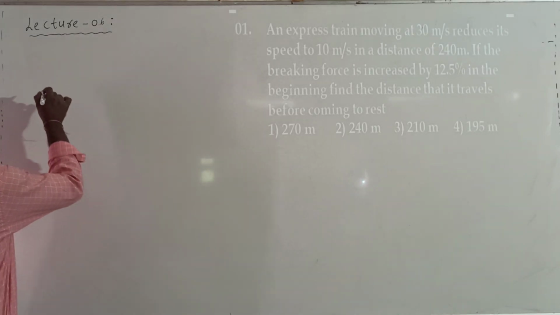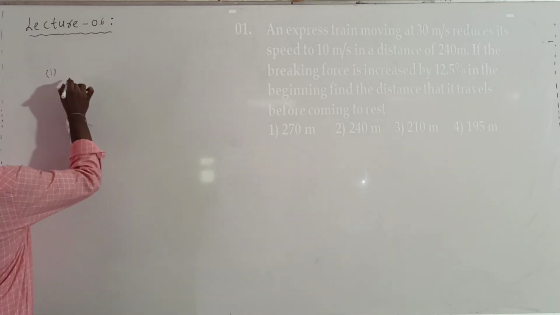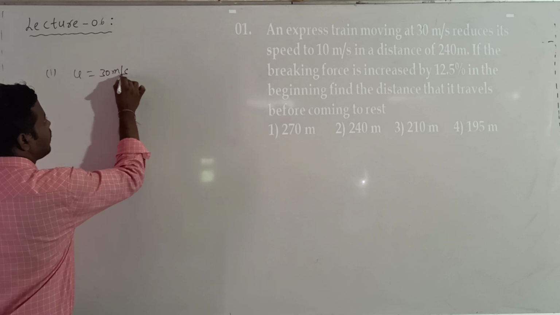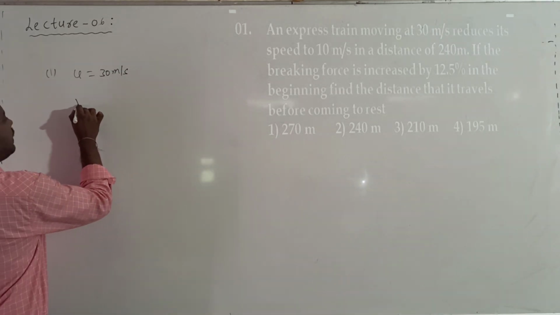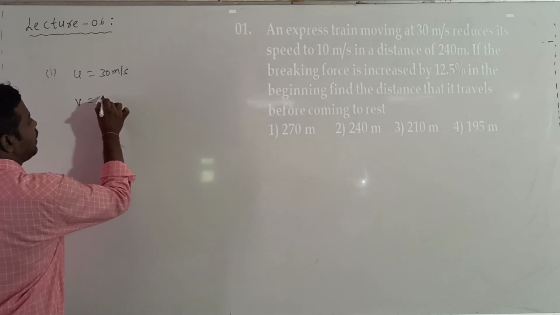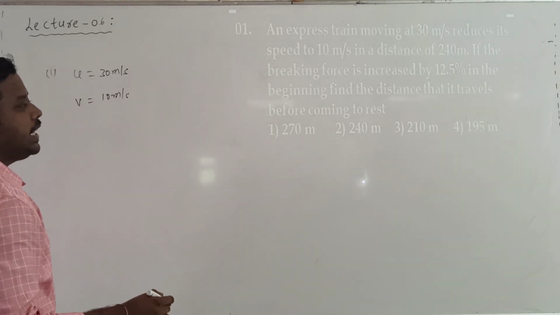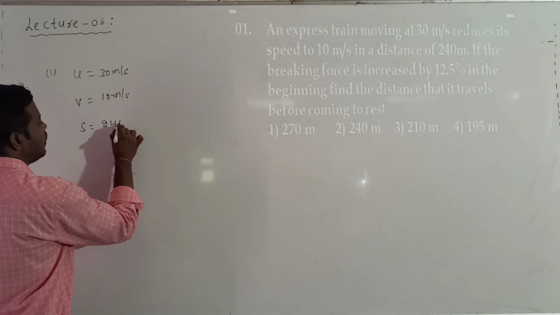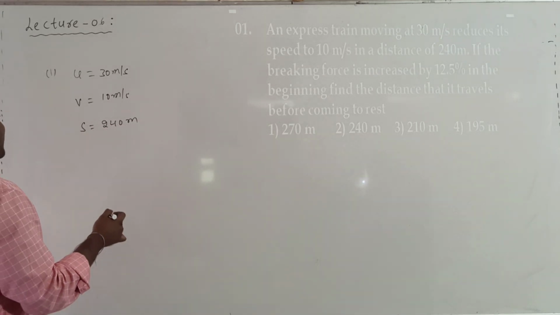So in this question, initially, what is the velocity with which the train is moving? Initial velocity u1 is equal to 30 meters per second. Now the speed is reduced to a final velocity of 10 meters per second. Here the distance is given, so s1 is 240 meters. Initial acceleration is not given.